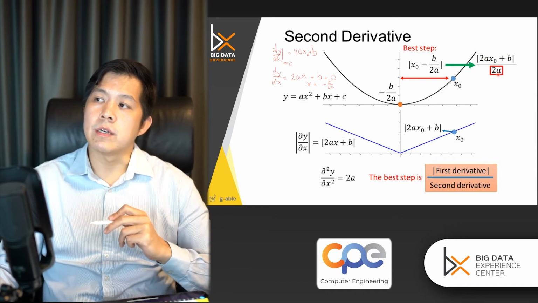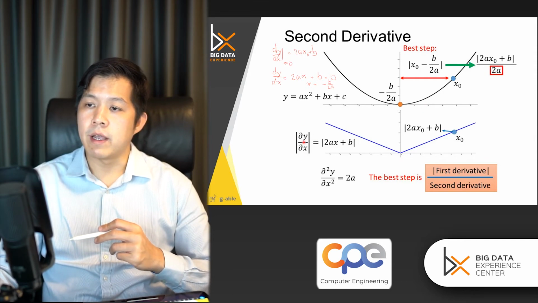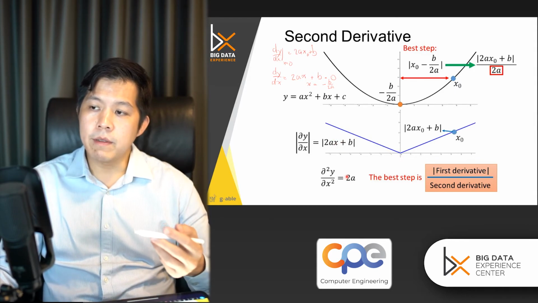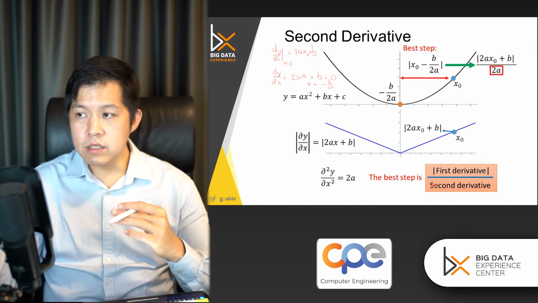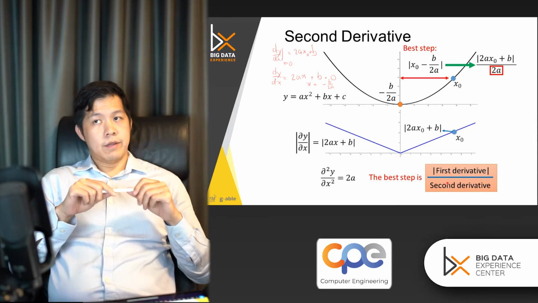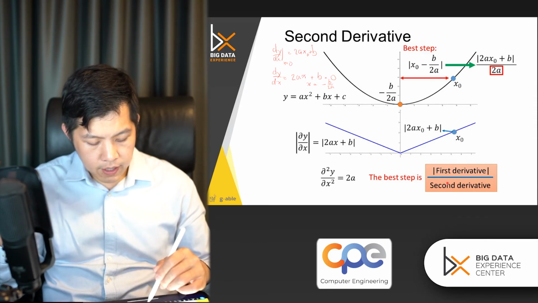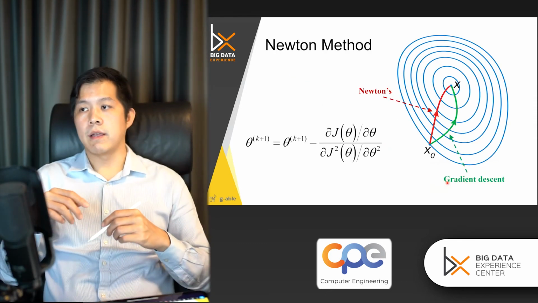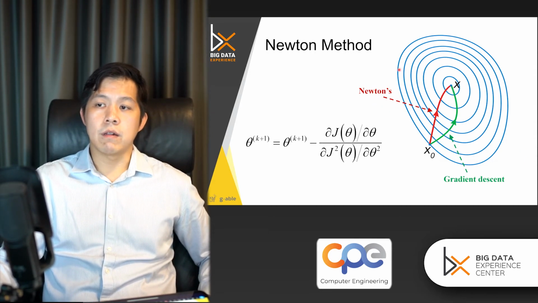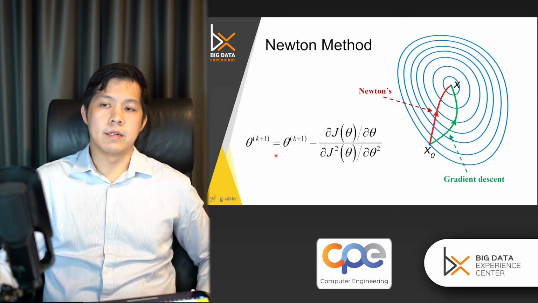And what about down here, 2a? 2a is actually the result of the second derivative, because x will be removed from the first derivative. And that means the best step is actually the first derivative divided by the second derivative, right? This is quite interesting, and this is the idea of another method called the Newton method. Instead of doing gradient descent alone using the first derivative, the Newton method utilizes both the first derivative and the second derivative to update the parameter.